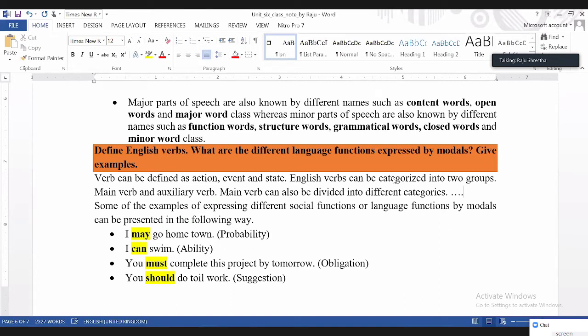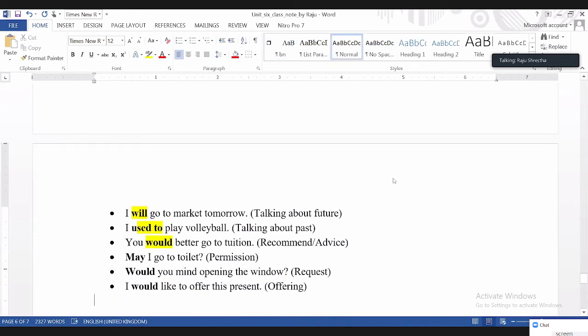Then our main concern in this question is about the modals. Some of the examples of expressing different social functions or language functions by modals can be presented. So in this way we can talk. So यसरी चाहिँ हेरौँ हैन. यो चाहिँ कन्टेन्ट नलेज पर्सपेक्टिभ हो, थ्योरेटिकल अथवा ओपिनियन सिकिङ टाइप अफ क्वेशन के हो भन्दाखेरि यो हो भन्ने एउटा टाइप हो, के सो ओपिनियन.